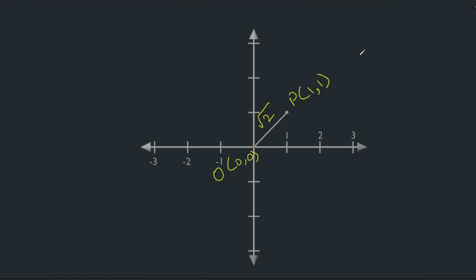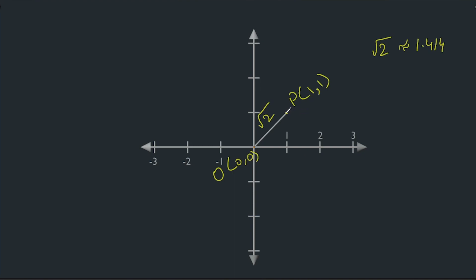Okay, you know that square root 2 is approximately equal to 1.414. So it is in between the natural numbers 1 and 2. So if I rotate this line having a distance of square root 2, it will cut in between the natural numbers 1 and 2.